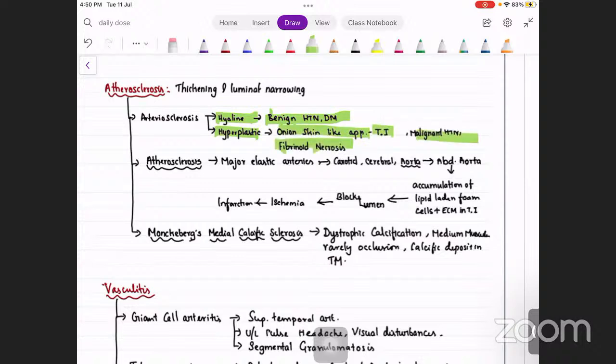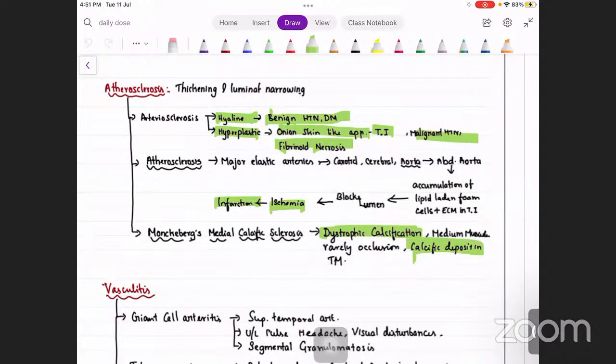So we already studied arteriosclerosis. In any vascular disorders, you may see the fibrinoid necrosis. We studied that in the cell injury. Yes or no? We studied that in the cell injury. Then you have atherosclerosis, which involves major elastic arteries. You may see the atherosclerosis, where you see the ischemia and infarction. And the Monckeberg's medial dystrophic calcification. Very, very important. Monckeberg's medial calcific sclerosis is dystrophic calcification, where you see the medium muscular arterial occlusion and you see the calcific deposition also.